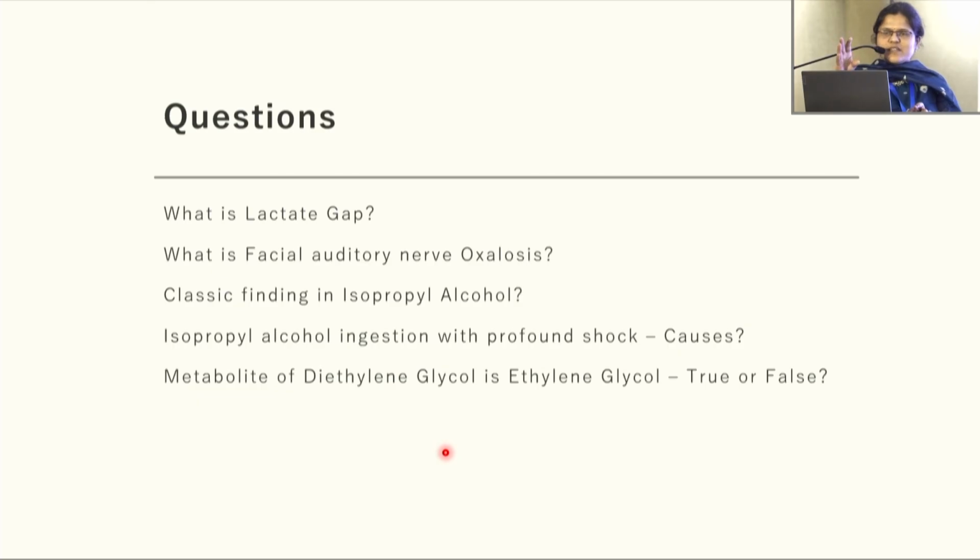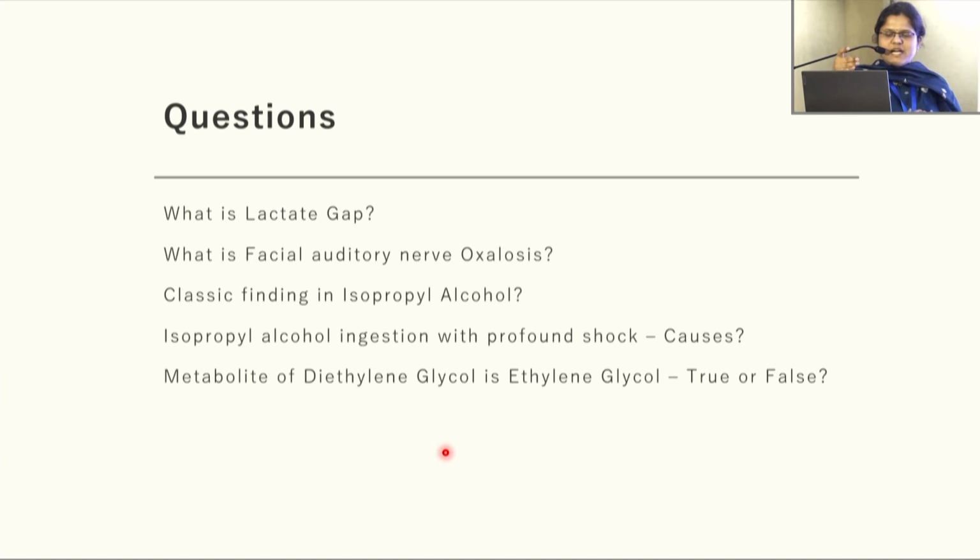What is facial auditory nerve oxalosis? At least from the term oxalosis, you will know which toxicity it is. Ethylene glycol poisoning, right? In ethylene glycol poisoning, there will be a delayed neurologic syndrome, which is called facial auditory nerve oxalosis, in which cranial nerves 7 and 8 are involved, seen from around 5 to 20 days after ingestion. And the classic finding in isopropyl alcohol: there will be no acidosis, only ketosis, and an elevated osmolar gap.